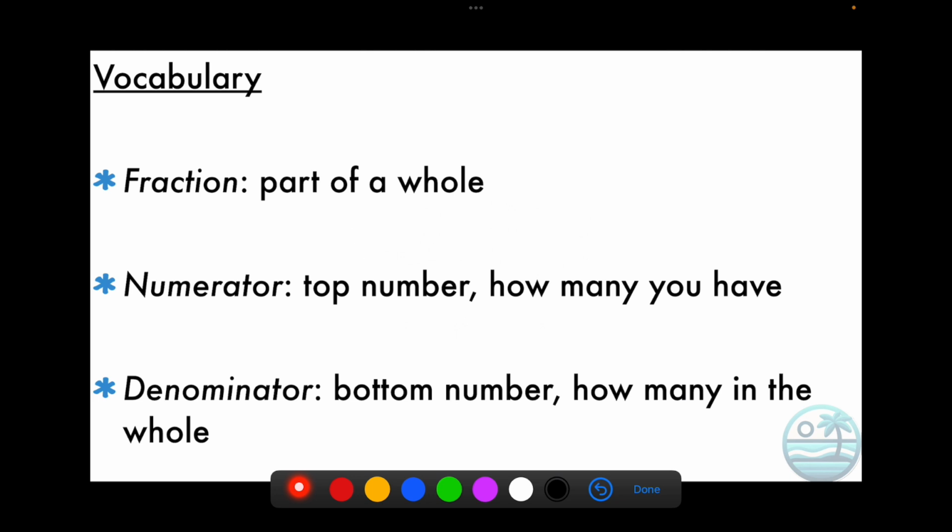To review what we've talked about today, we've defined a fraction as part of a whole. We learned that the numerator is the number on the top of the fraction, and that tells us how many pieces we have. The denominator is the number on the bottom of the fraction, and that tells us how many pieces are in the whole thing.